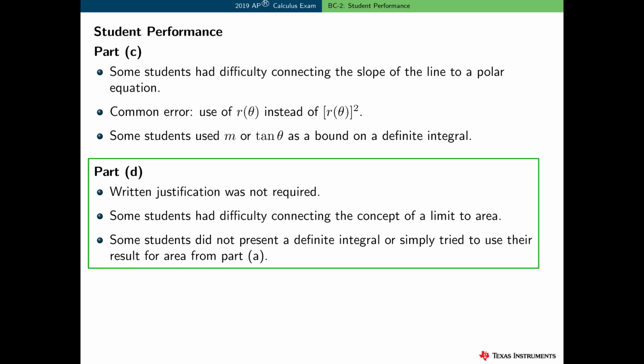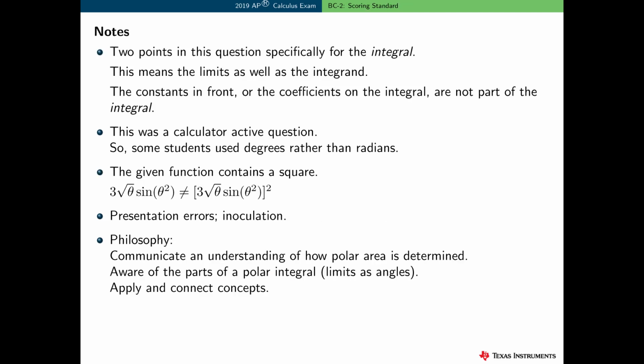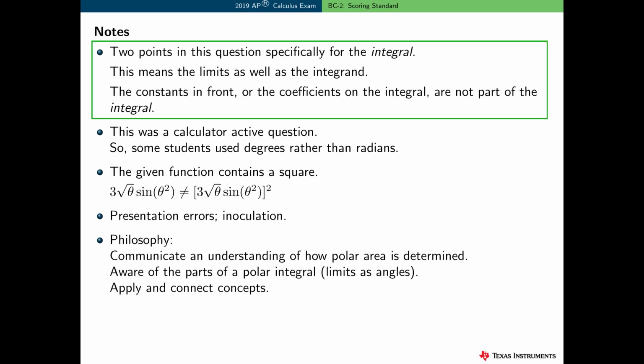Here are just a few general notes about scoring this problem before we take a look at the rubric a little closer. There are 2 points in this question in Parts A and B specifically for the integral, and this means the limits as well as the integrand. The constant in front, or the coefficient on the integral, is not part of the integral or the integral point.